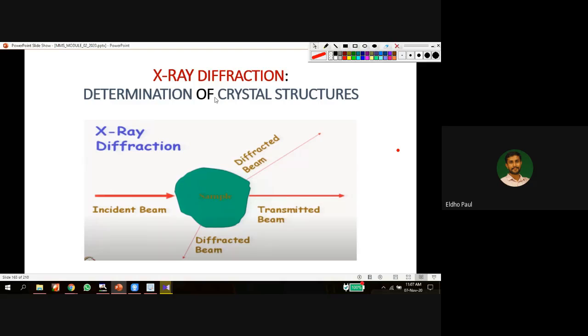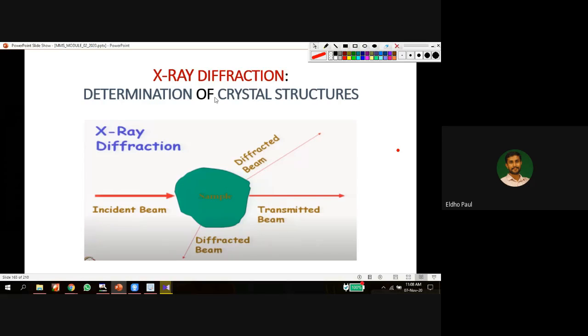X-rays were discovered accidentally in 1895 by Wilhelm Röntgen. Rays may have a particle nature or a wave nature, but X-ray is a wave nature ray. Okay, and this X-ray can be used for determination of microstructure.